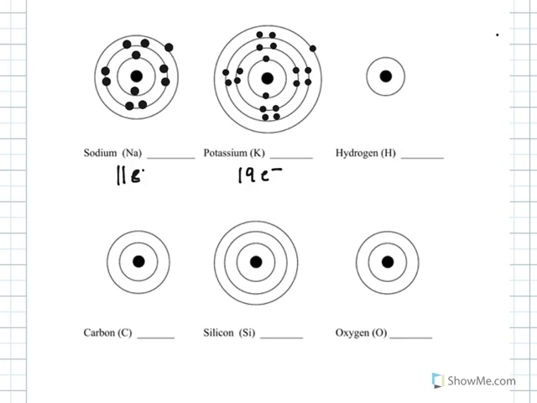If we look at hydrogen, hydrogen only has 1 electron, and so we just put 1 electron that is in orbit around the nuclei of hydrogen. For carbon, carbon has 6 electrons. So putting them around the ring, carbon has 2 electrons in the first shell and 4 electrons in the second shell.